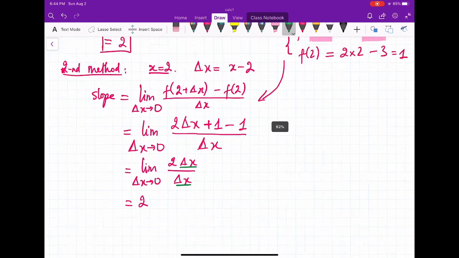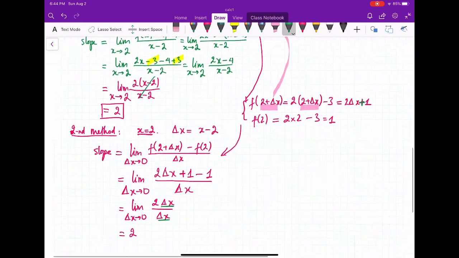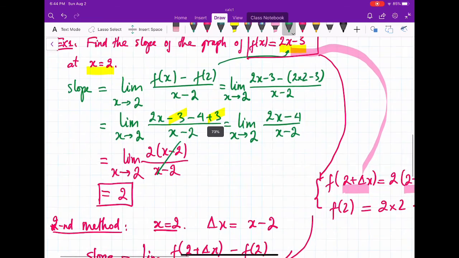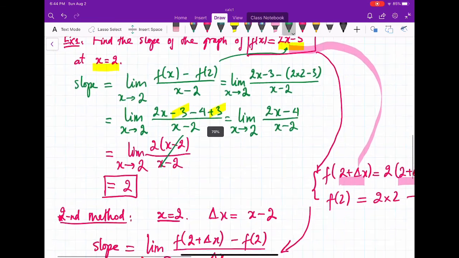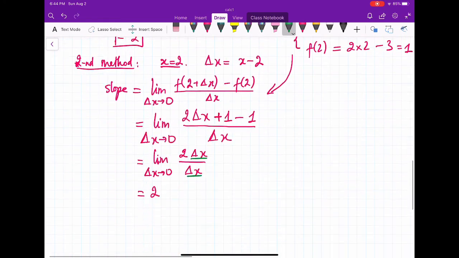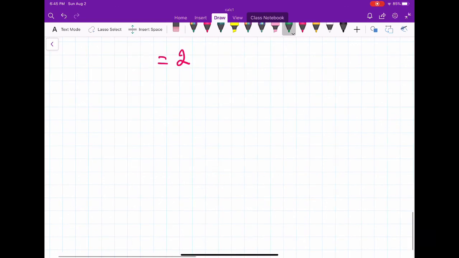You may use the formula that you feel more comfortable with. Agree? Both are correct. Let's move to a more complicated function.